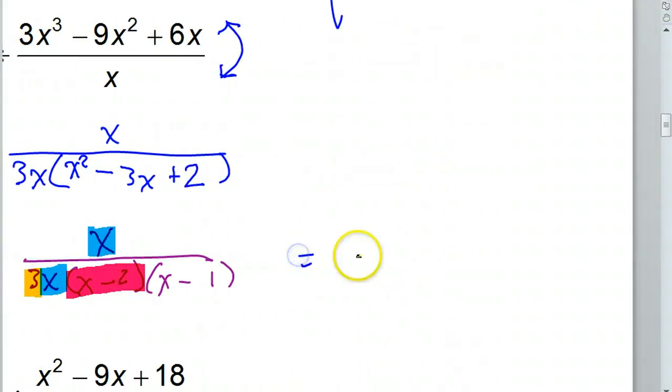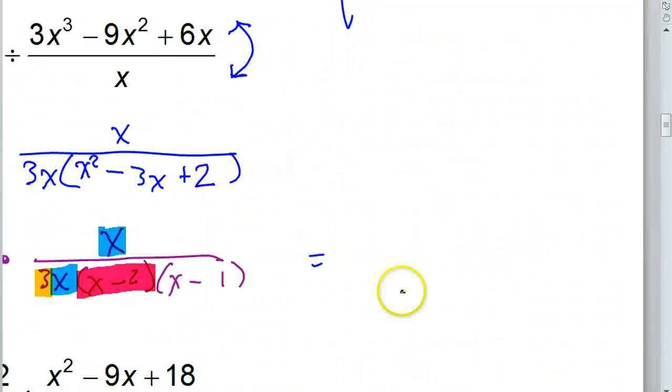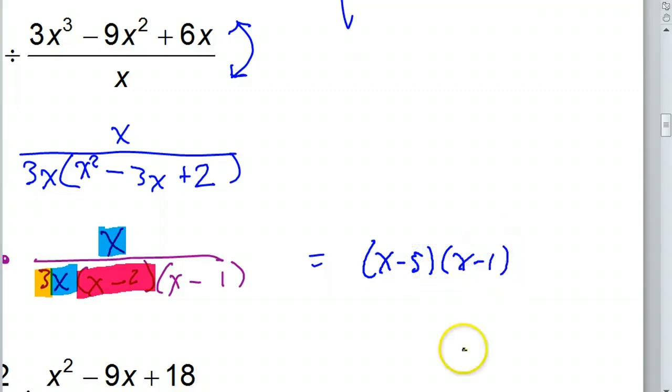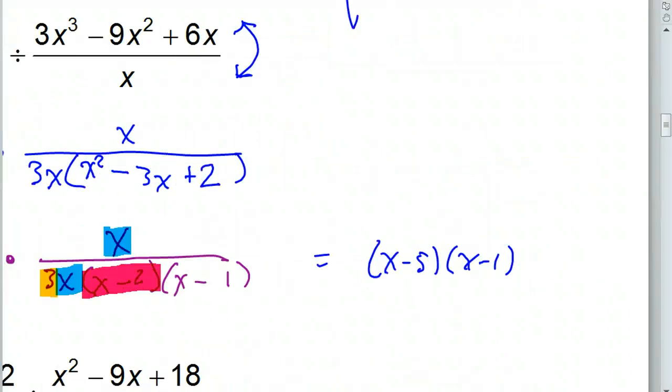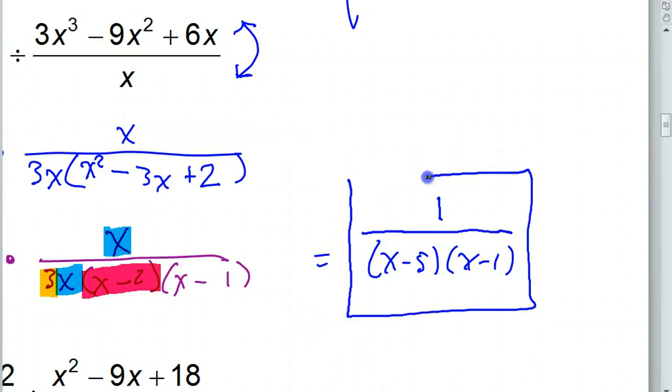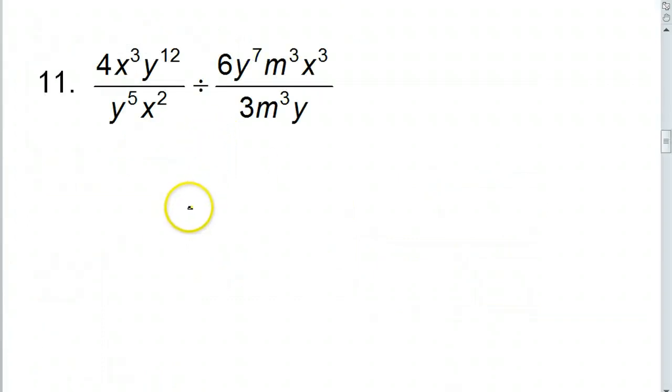This is one where a lot of you originally put x minus 5, x minus 1, just like that, because those are the 2 things that are left. But what do you now know that you have to do? It has to be 1 over this. Okay? So this will be the answer. And I trust that you could state the restrictions if I asked you to. Number 11.